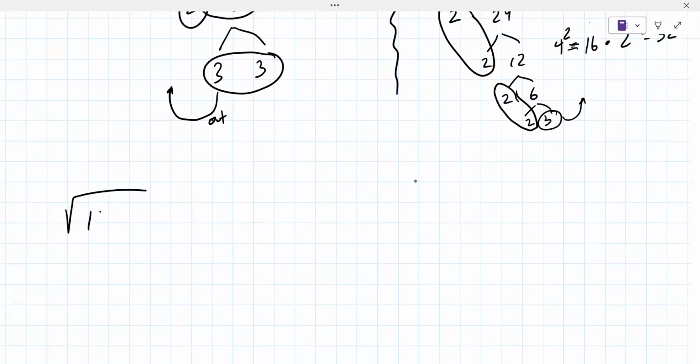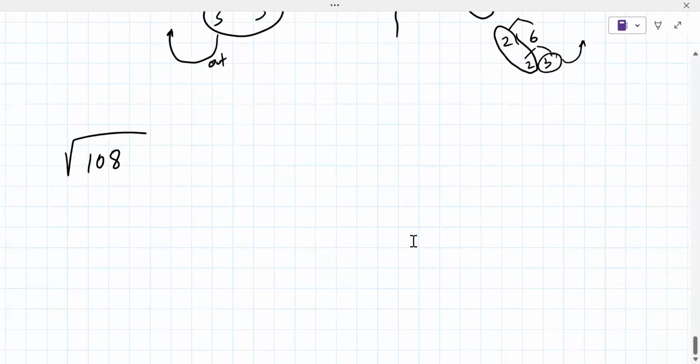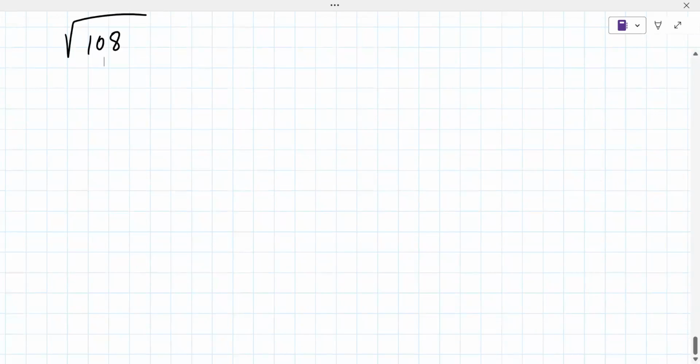Let's do the square root of 108. This is the next one for you to try here. Maybe we'll get into some triangle stuff here. But let you get a couple more in a row, right?